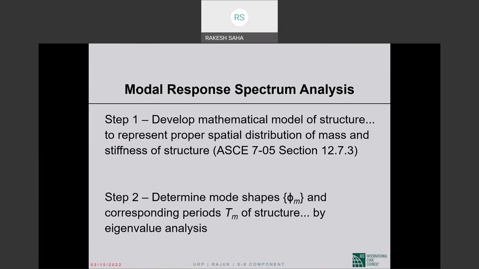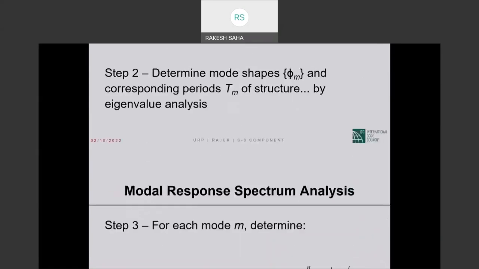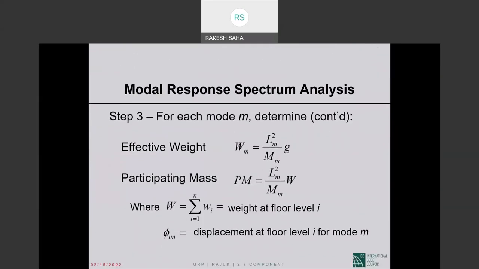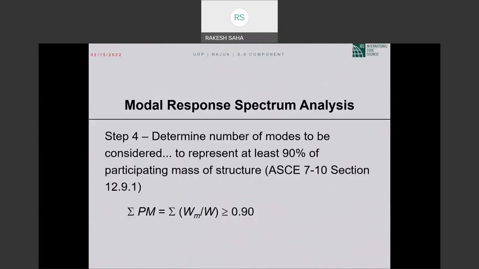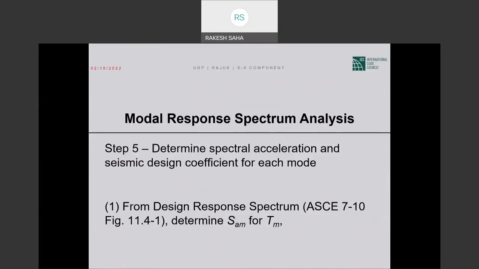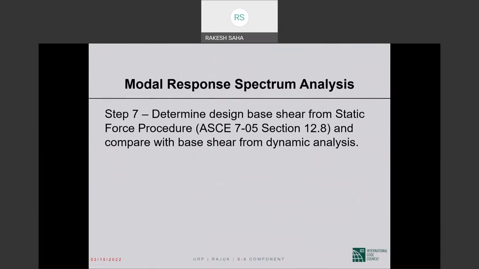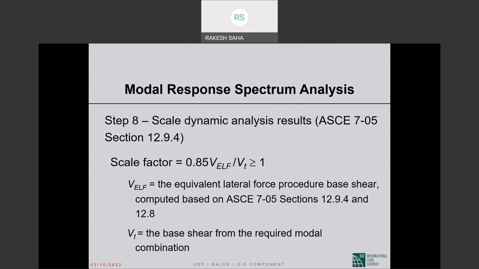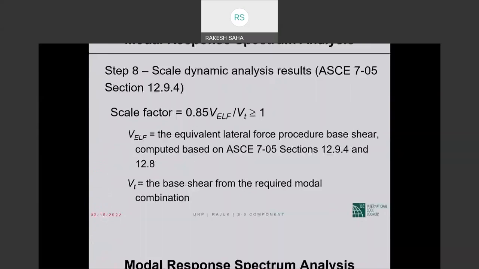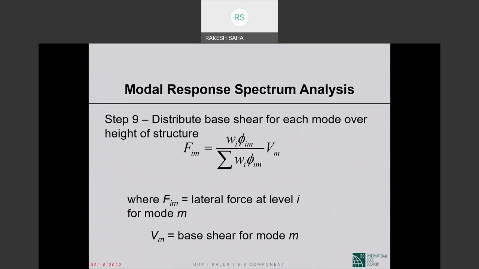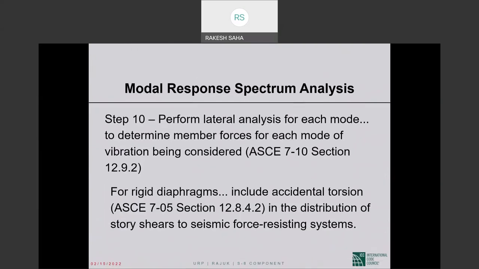Okay, I have broken down modal response spectrum analysis into steps 1 through, I don't remember now, and I am not going to read them. I have reread them, made little modifications. I think you will find these steps to be extremely useful.